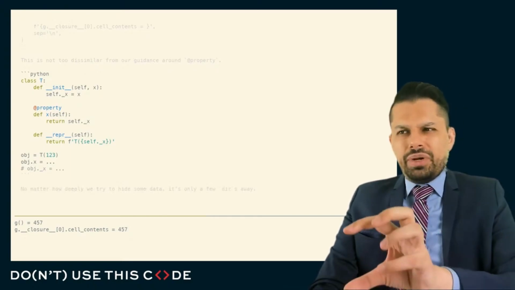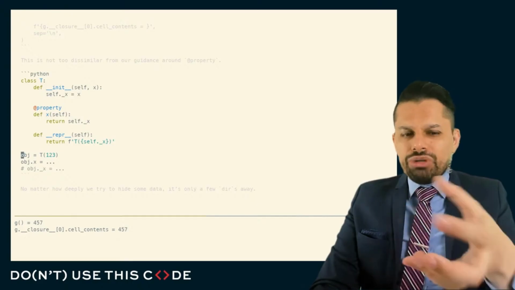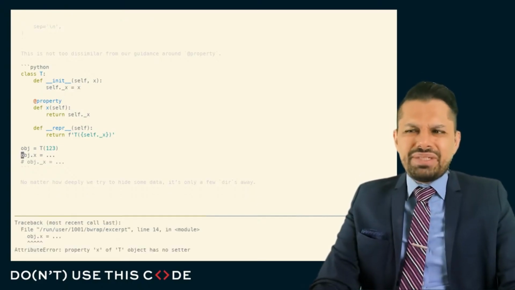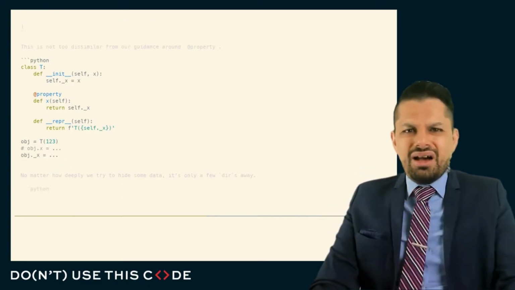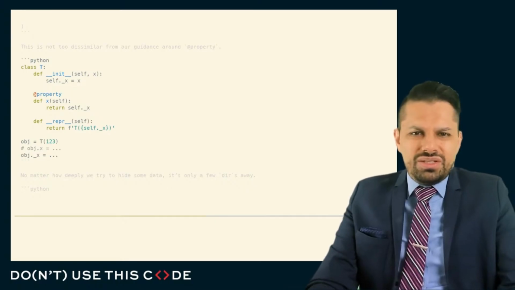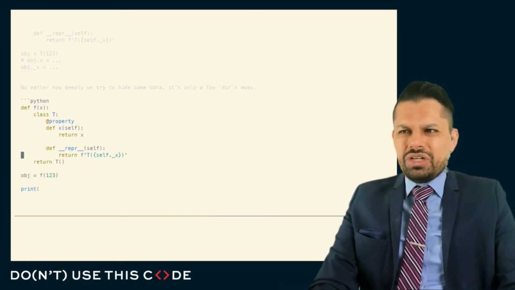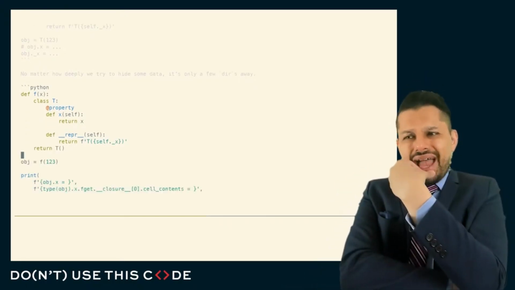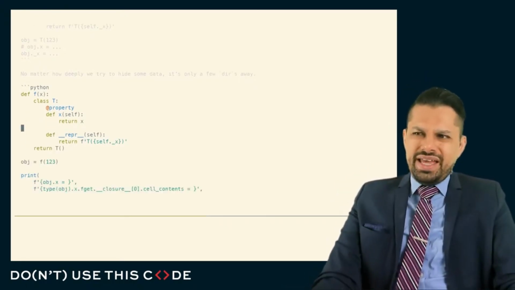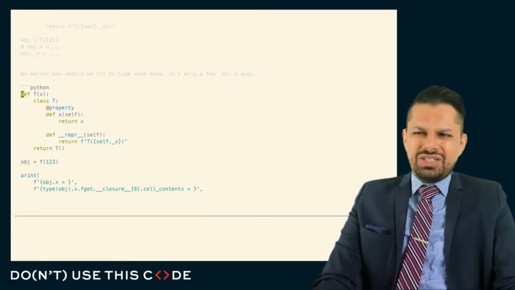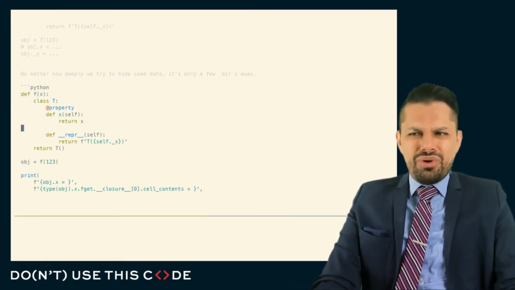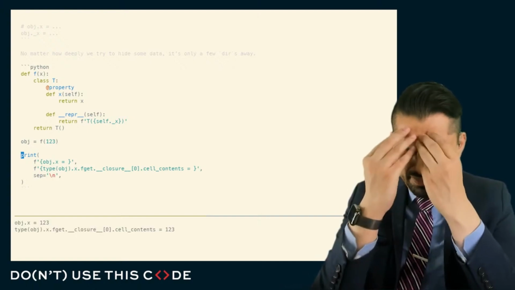Some people use property in order to create read-only fields, but nothing stops an end user from mutating the underlying thing that the read-only field is reading from. And we can try to make this deeper. We can try and have a dynamically created class where this is closed around the scope here, so they have to dig pretty far. But here's the thing.